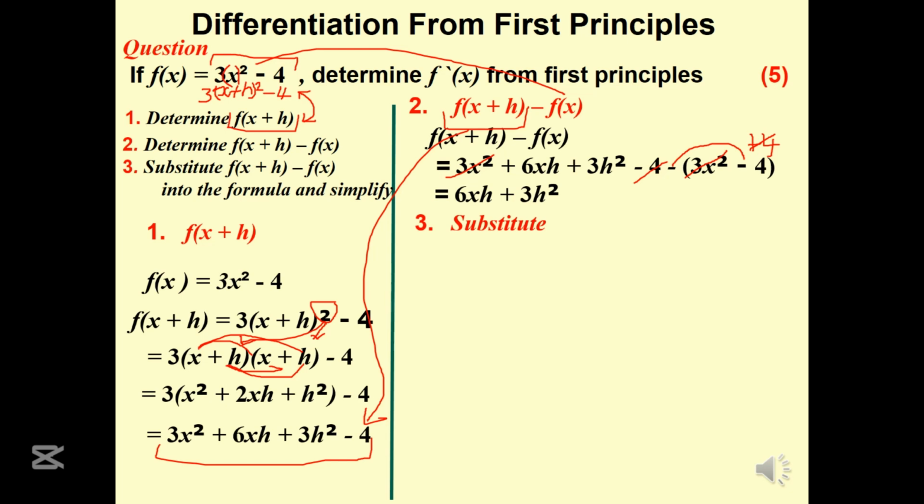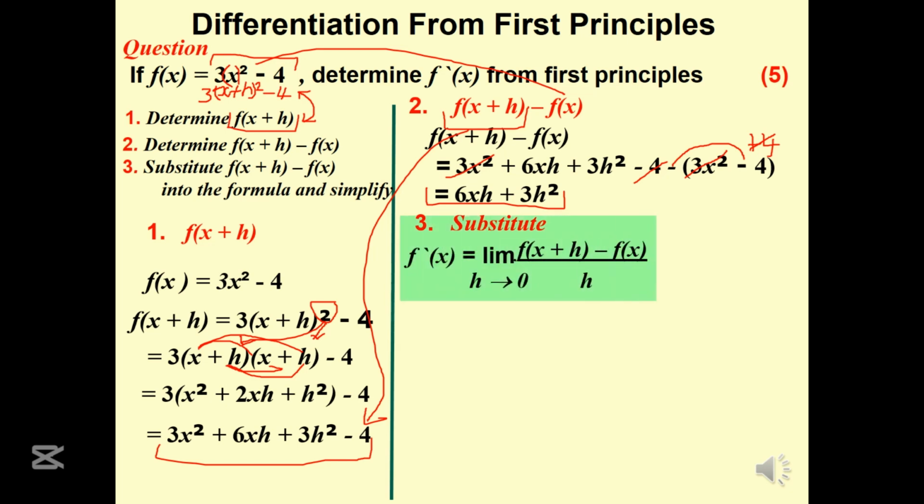It is vital for you to do a quick check to find out if your answer is correct or not, by making sure that when you do the second calculation, f of x plus h minus f of x, every term must contain h as a common factor. If that is not the case, it means there are some mistakes in your calculation. Now we go to the third part where we substitute. Our substitution is done in the formula for first principles, which says the derivative is the limit of f of x plus h minus f of x over h as h approaches 0.